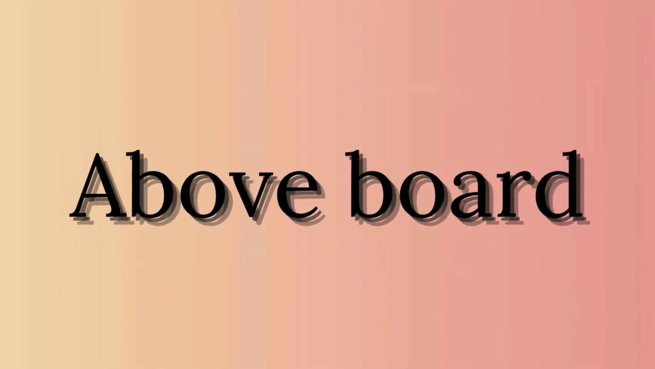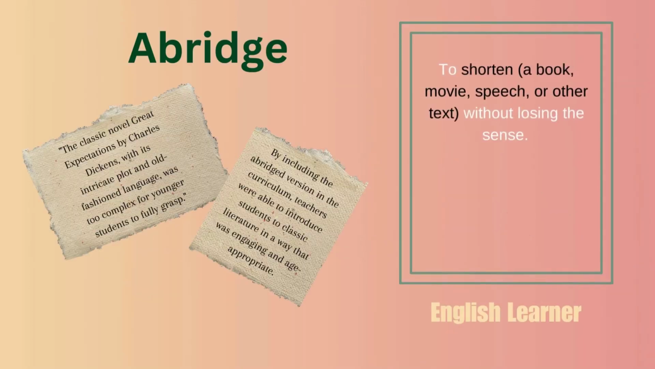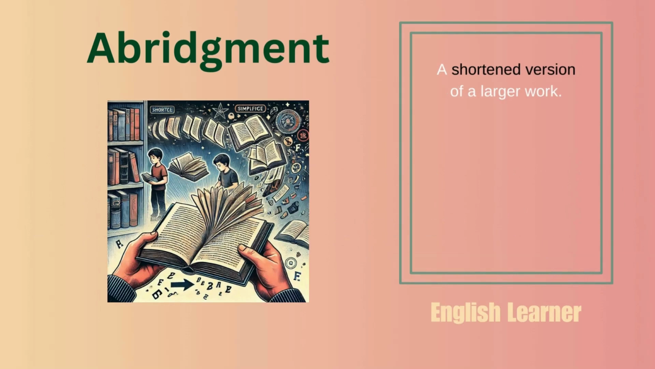Above board. Honest, open, and straightforward. Example. The transaction was completely above board and transparent. Abridge. To shorten a book, movie, speech, or other text, without losing the sense. Example. The novel was abridged for younger readers. Abridgment. A shortened version of a larger work. Example. The abridgment of the novel made it more accessible to students.